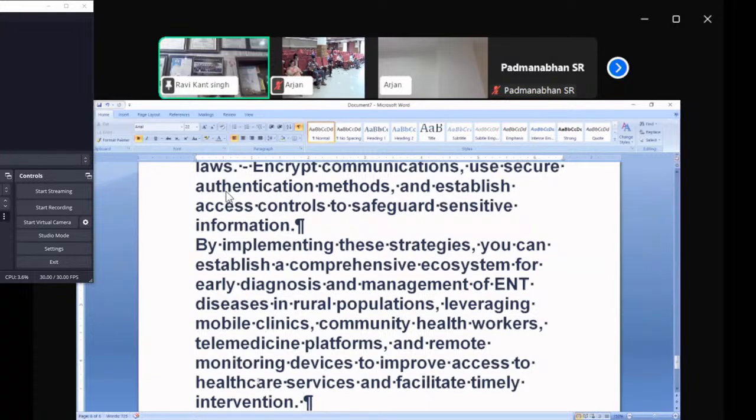until the whole population is screened. We have to work with the community health worker, the local villager who has a passion for health education, partly educated, and a telemedicine platform and a remote monitoring device to improve the access to healthcare service and facility for timely intervention.